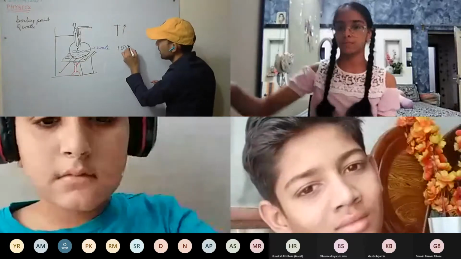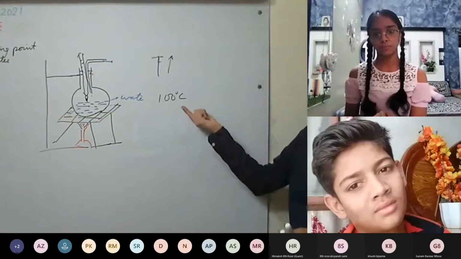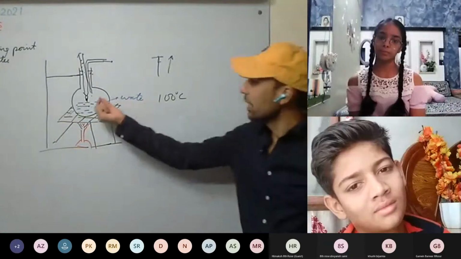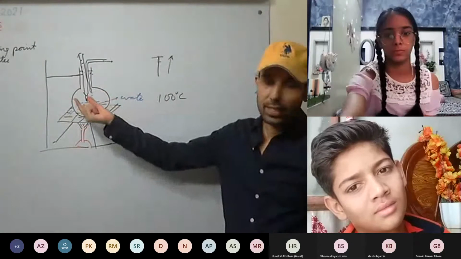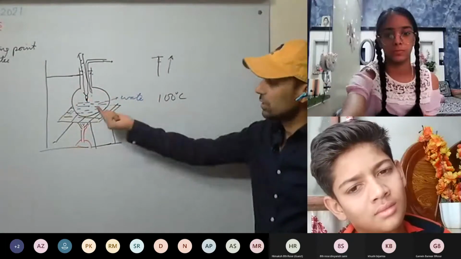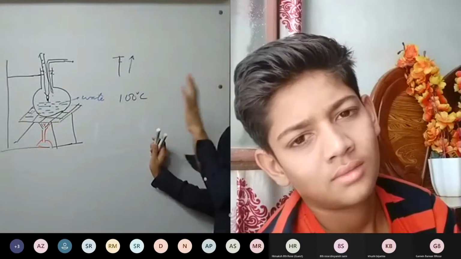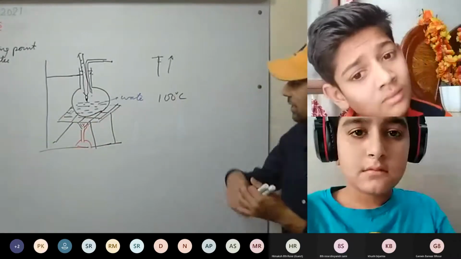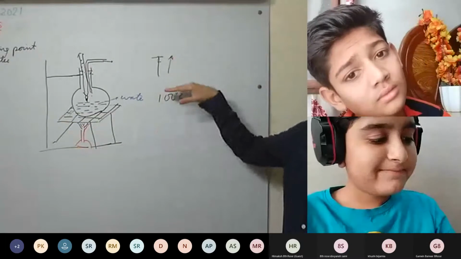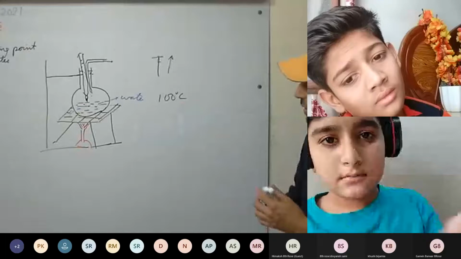As the temperature reaches 100 degrees Celsius, we see vapors rising. Water starts to boil, and what you see in the thermometer is that the temperature is stuck at 100 degrees Celsius. The temperature is not changing now. It is constant at 100 degrees Celsius.